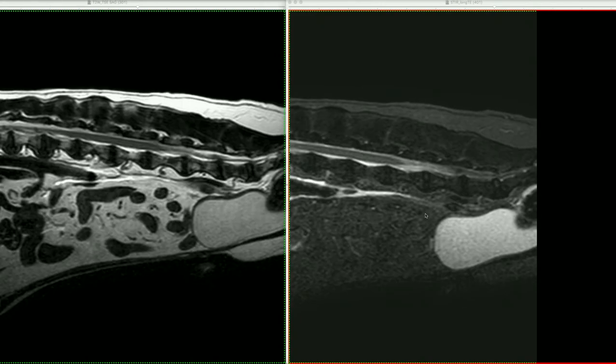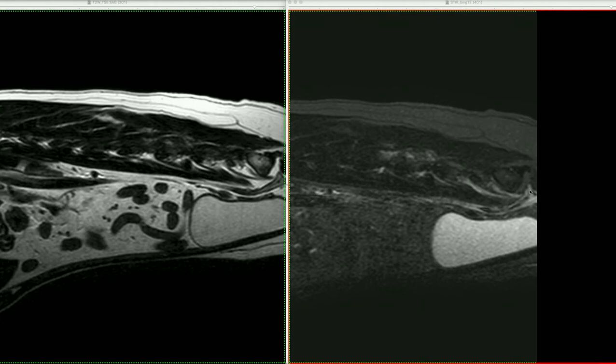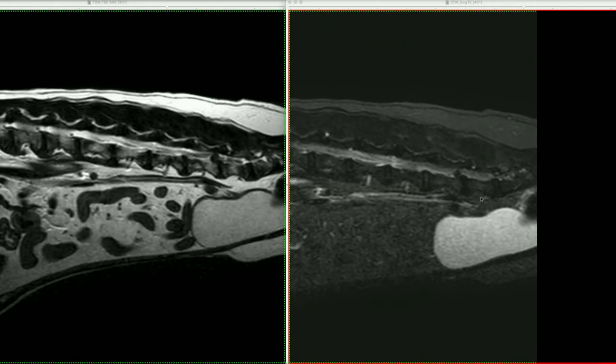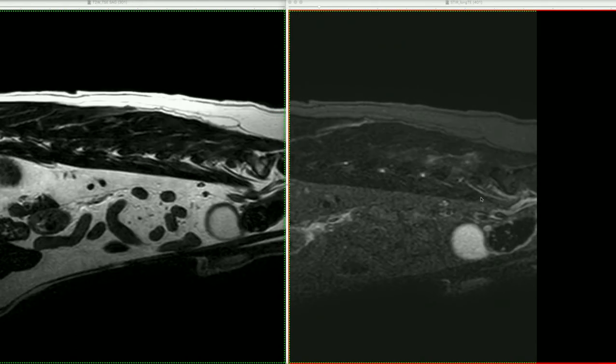Additionally, in this particular case, we can see that there's an abnormal appearance to the right L6 nerve. Here we can see the nerve or perineural tissues are swollen and increased in signal on the T2 weighted images. So we compare this nerve with the ones more cranially and also with the contralateral side. We can see quite nicely the difference between the right and left L6 nerves.